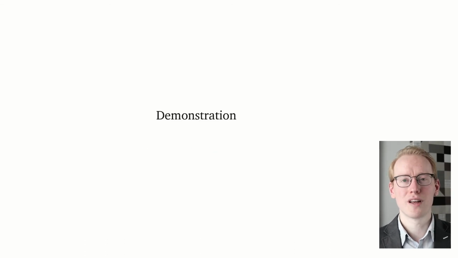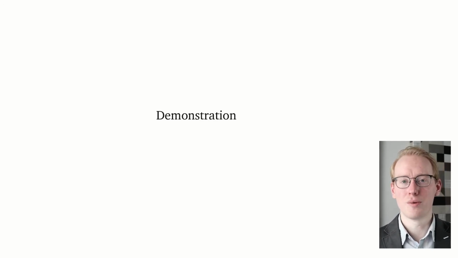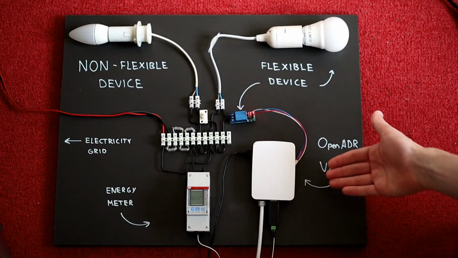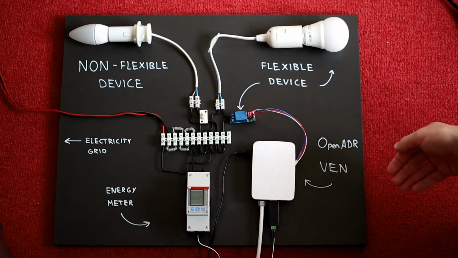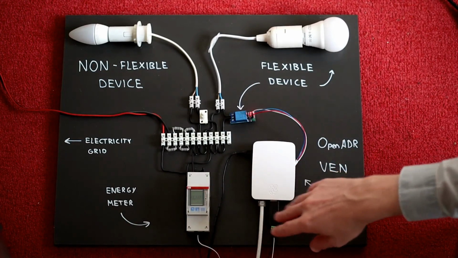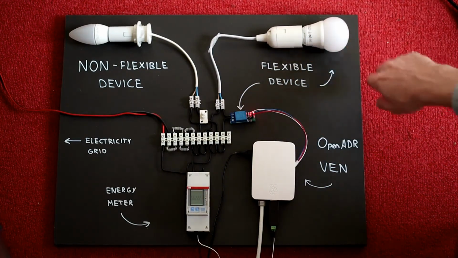Let me give you a short demonstration of OpenLEADER in action with an actual VTN server and a VEN that controls a controllable device. Alright, so here I've prepared a demonstration setup, containing an OpenADR VEN right here. This is a Raspberry Pi that is running the OpenLEADER software, which is connected to this energy meter, and it's connected to this switch, which controls this flexible device.